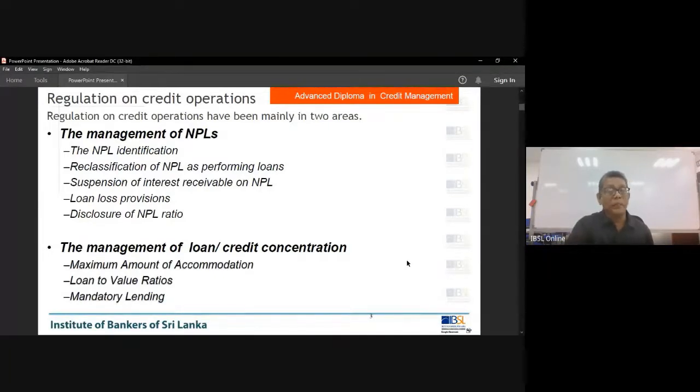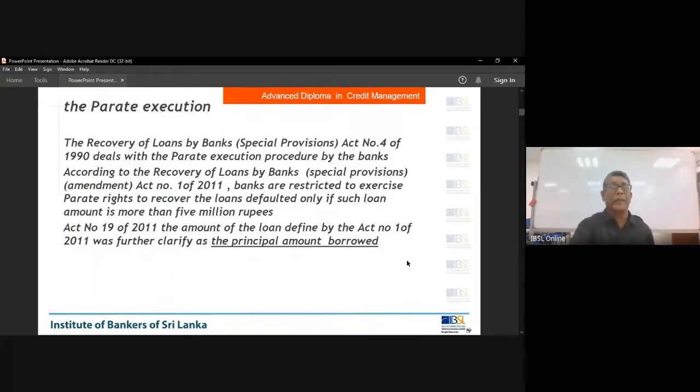Now we discussed the regulatory aspects of management of NPL: the loan loss provisions, suspension of interest receivables, and disclosure of NPL ratio. Then we discussed the management of loan or credit concentration risk: maximum amount of accommodation, loan to value ratio, mandatory lending, and marginal requirement and things like that, if I'm not mistaken. Okay, I think that is where we stopped: parate execution.